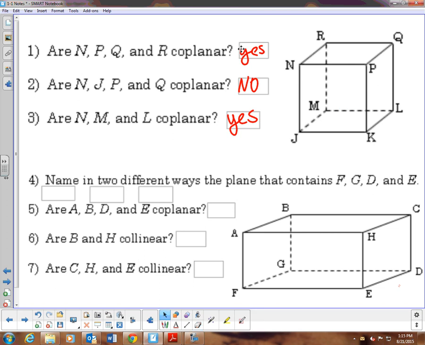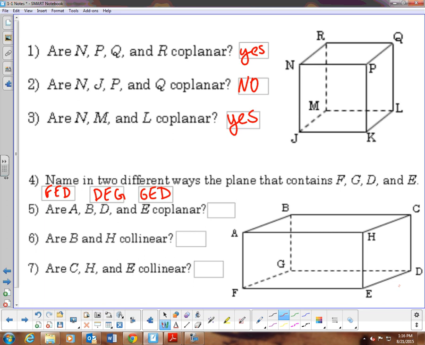It says, name in 2 different ways the plane that contains F, G, D, and E. So we can go F, E, D, plane. We can do D, E, G. We can do G, E, D plane. Well, that might be the plane you get if you can't get out of high school, the GED plane. All right, so we got lots of little planes here. Any 3 letters of these in any combination will be able to name the plane.